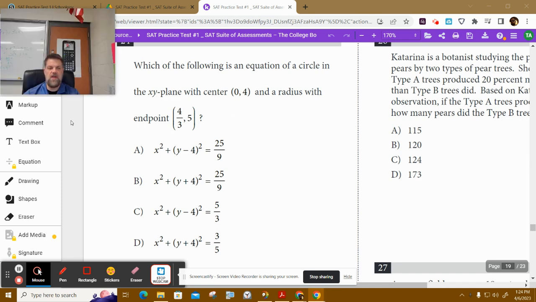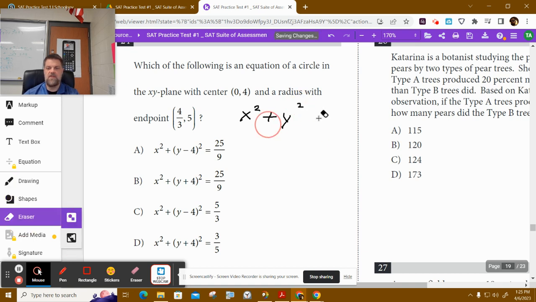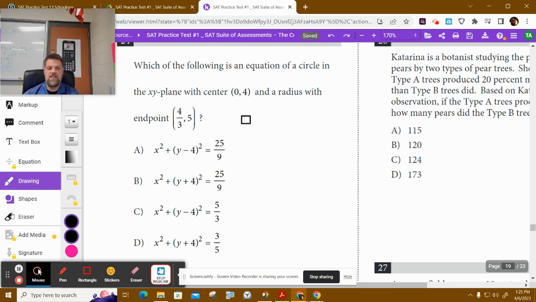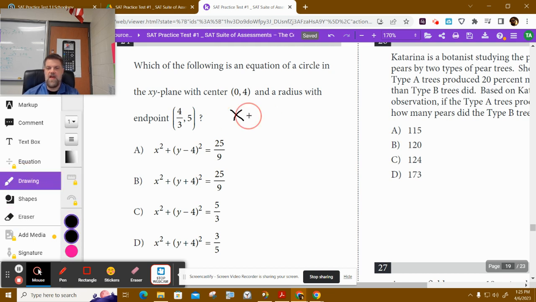Remember that the equation of a circle is x squared plus y squared. Oh, actually, let me back up a little bit. It's actually x... wrong one. It's actually, there's a lot of work here. I'm trying to hurry. It's actually (x minus h) squared plus (y minus k) squared.